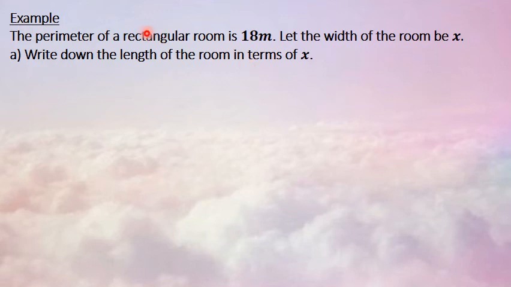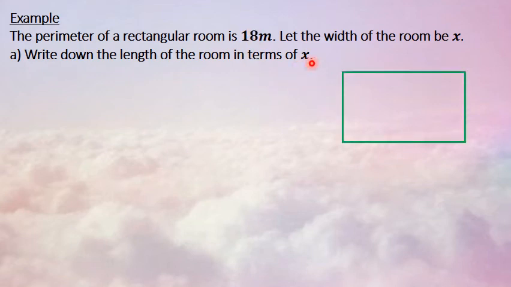You know what a rectangle looks like. You know how to calculate perimeter. So we can perhaps use this 18 and set up our own equation in terms of x. Let's have a look. It does help usually to make a sketch. It's a visual aid that can help you with setting up your equation.